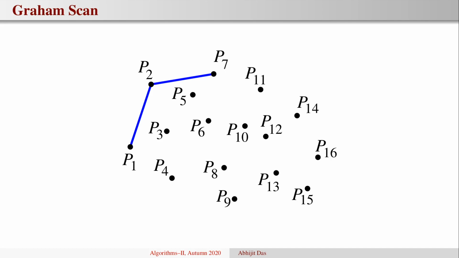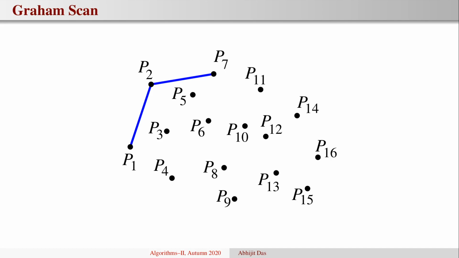Clear? Okay, and this keeps on going. Eventually you come to P16, the rightmost point. Whatever remains in the stack from bottom to top is now a clockwise listing of the vertices of the upper hull.